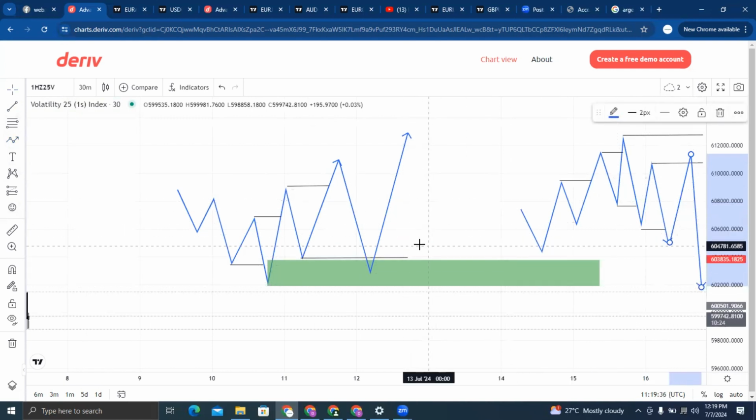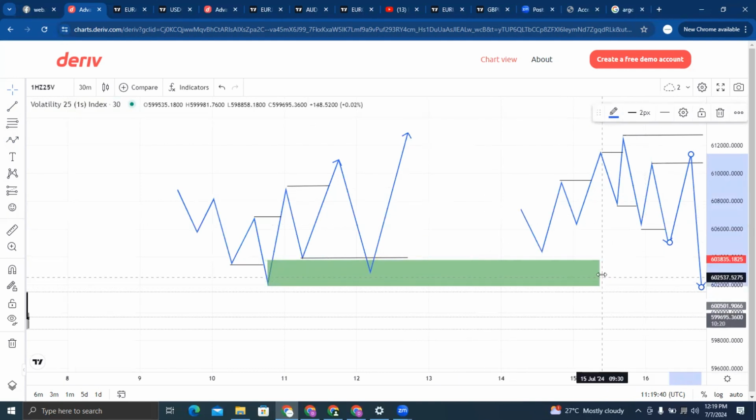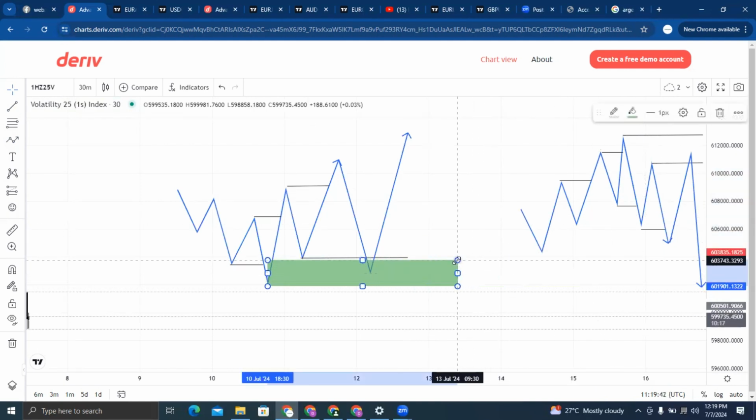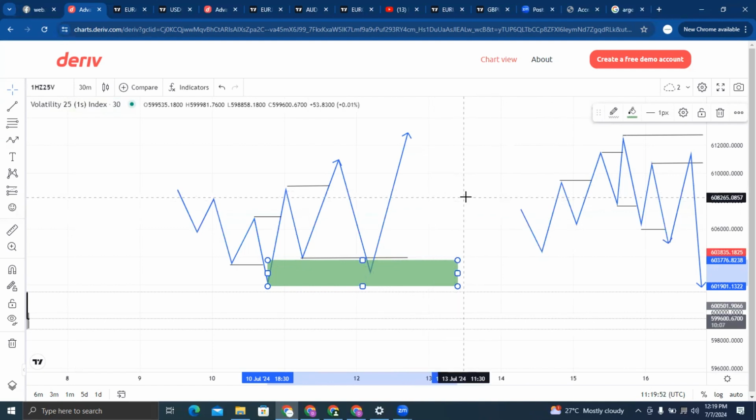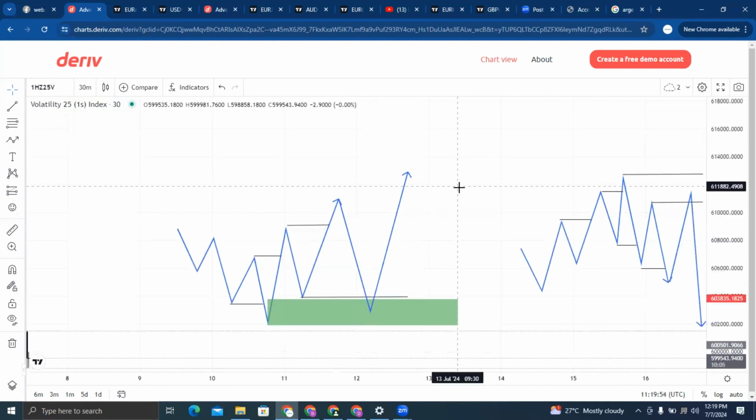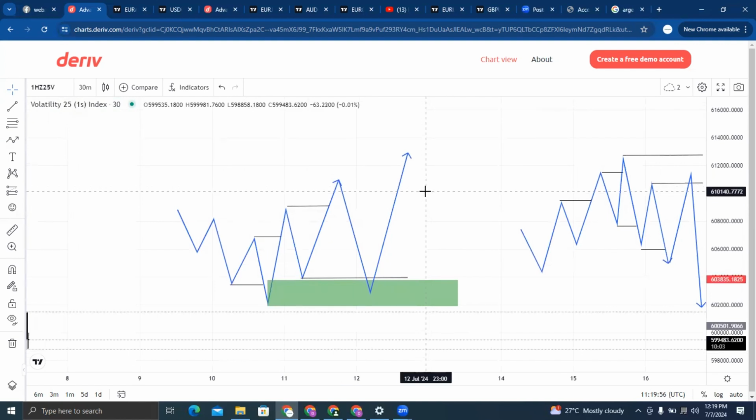So these are the two entry types I'm looking out for in any market. Anytime I come to the charts, these are the two entry models I'm just watching to see. All right. So these are the two entry models I'm watching to see when I get to the chart.